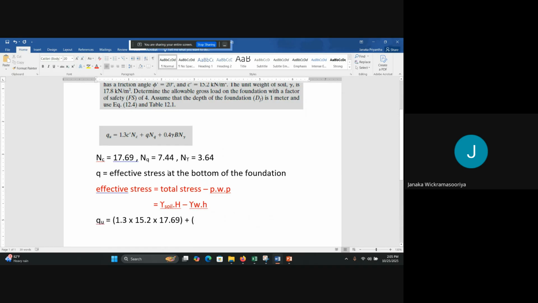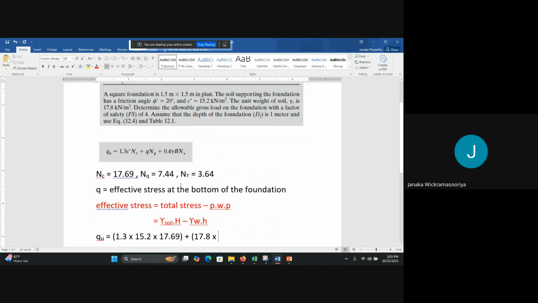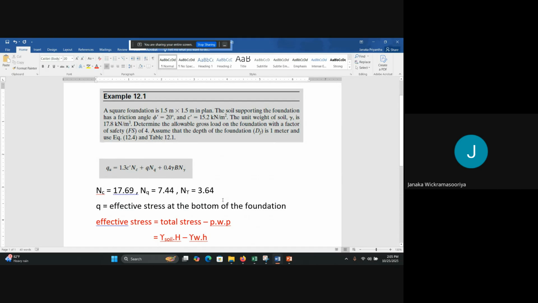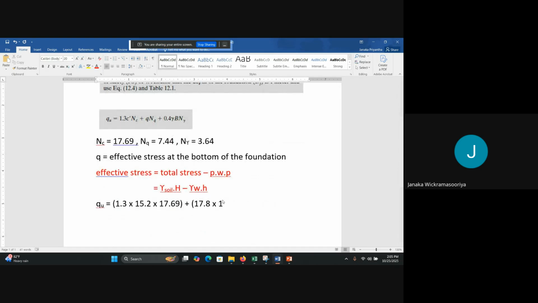Right. Q is gamma soil. Gamma soil is 17.8 times H. H means the height. Height is 1 meter. 1 meter times this is the effective stress. Because water is not there, then we don't have to subtract the pore water pressure. NQ, that is 7.44. Second part is also done.